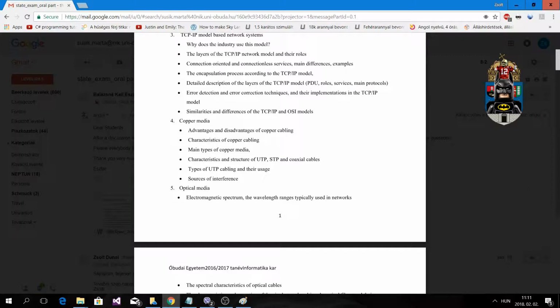Now it's the fourth topic about copper media, the advantages and disadvantages of copper cabling. But of course, first we should talk about the physical layer to introduce the copper media, because what does the physical layer provide us? It defines all the electrical, procedural and other means that should be fulfilled in order for bit transmission.